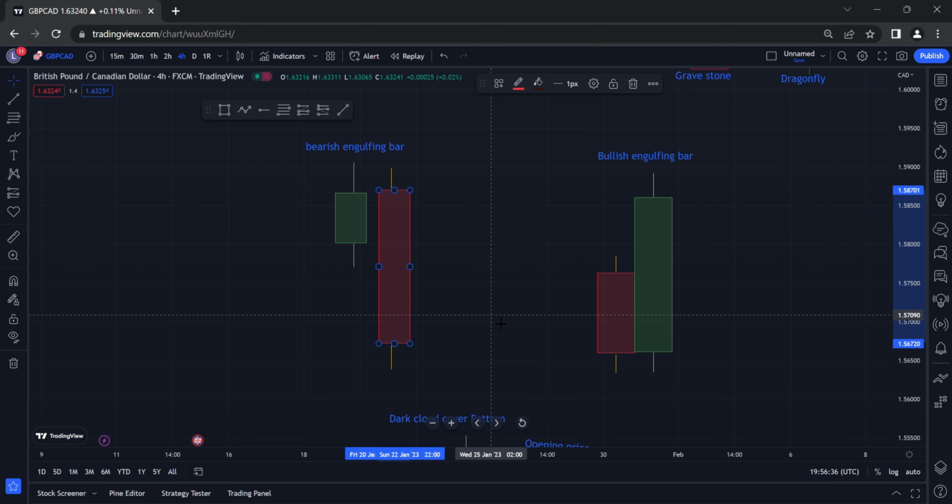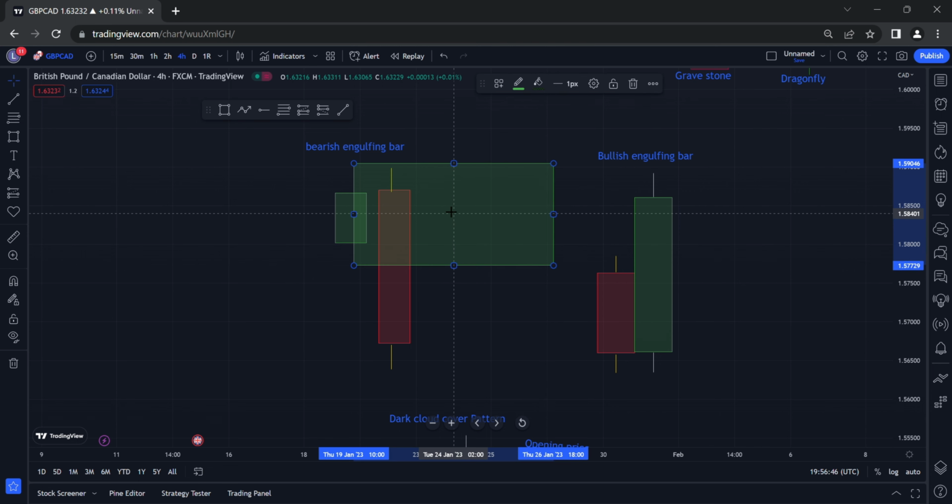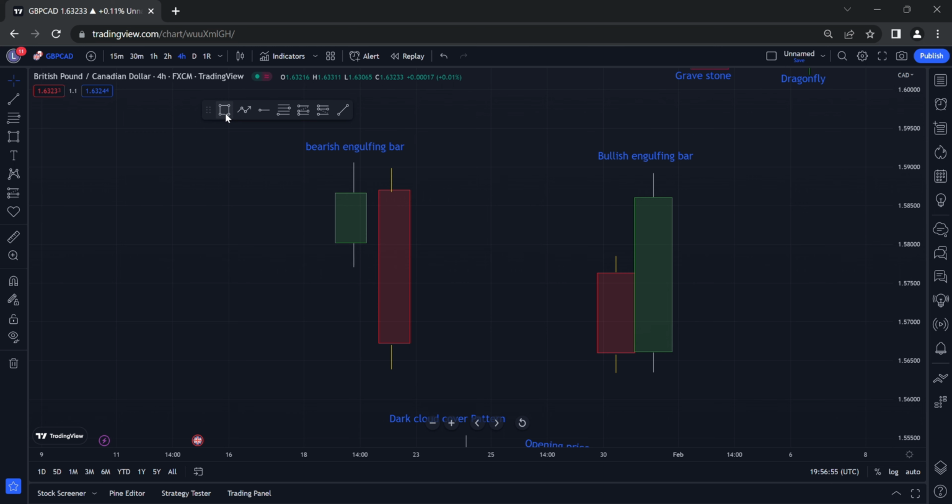How do we mark it in supply and demand and price action? We mark it like this to become our supply zone, because this is a bearish engulfing bar. It will work as our supply zone. That's how we mark it in price action and supply and demand.